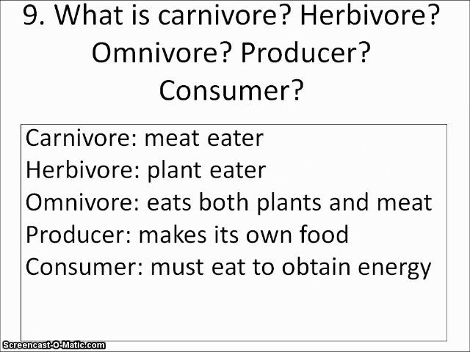Okay, number 9, what's a carnivore? What's a herbivore? What's an omnivore? What's a producer? What's a consumer? I think you guys really understand these different concepts pretty well, but it's good to review. A carnivore eats meat only. A herbivore is a plant eater only. Omnivore eats both plants and meat. A producer, like a plant, makes its own food. And a consumer, like humans or animals, must eat to obtain energy.